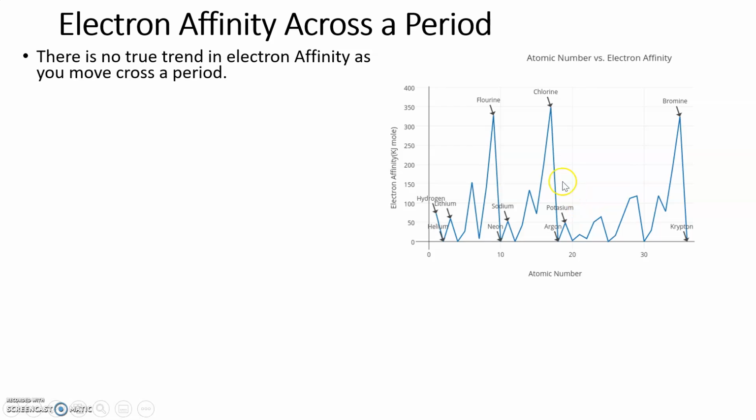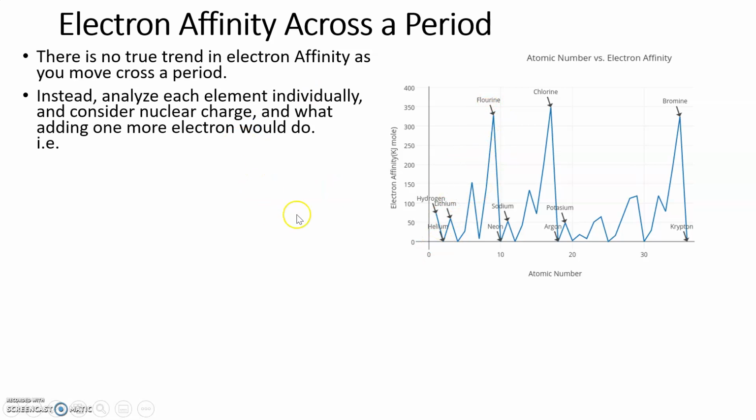All right, how about as we move across a period? Well, hard to say that there is one trend. Yes, it's definitely going up, but look, it starts high, goes low, goes higher, goes low, goes higher, goes low. So it goes very high, goes really low. So it's tough to say that there is one particular trend when we move across a period. Instead, when you're looking at electron affinity across a period, you really have to analyze each element individually.